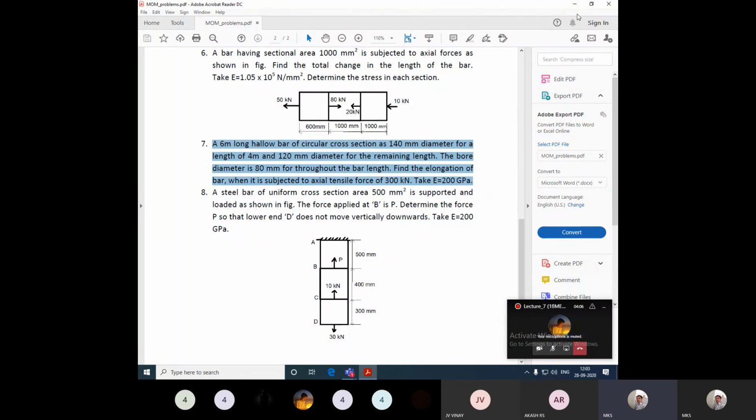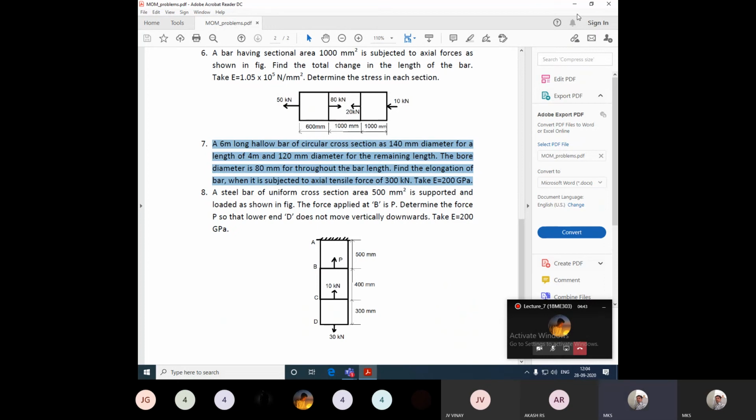Read the problem statement. There is a 6 meter long hollow bar. Hollow bar, that is not a solid, it is a hollow. So it has inner and outer diameters. Cross section is 140 mm diameter for the length of 4 meter. Out of 6 meter, 4 meter length has 140 mm diameter, and the remaining 2 meter length is 120 mm diameter.